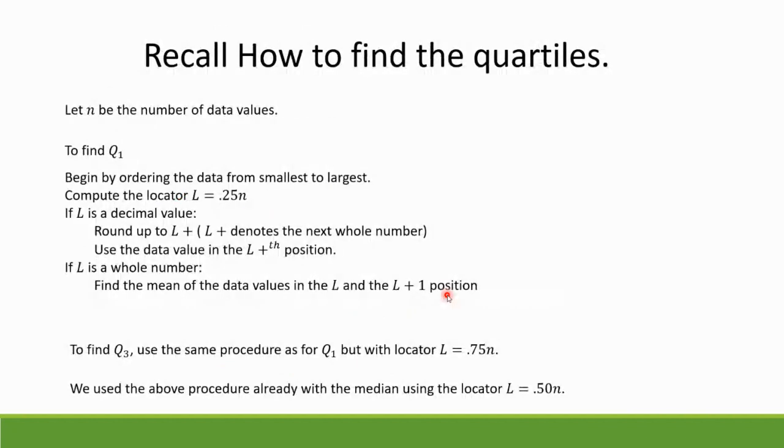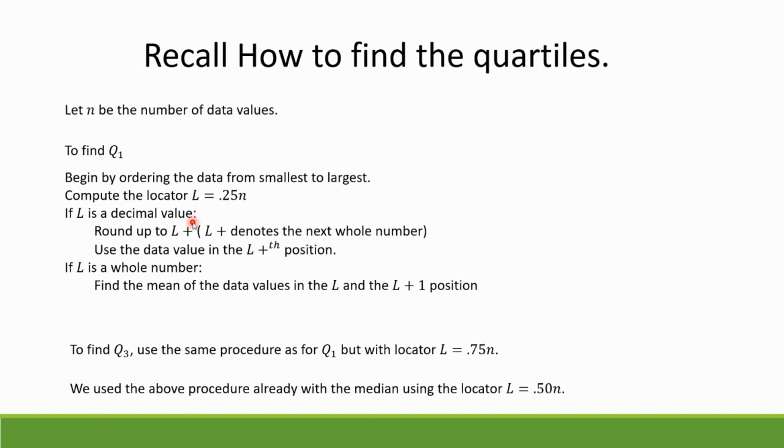Okay. So I just want to go through how to find these quartiles. I figured it'd be good to review that as well. Remember, if you have a collection of data, let's say there are n data values. To get the quartile Q1, what you want to do first is sort the data from smallest to largest. You can use Google Sheets or Microsoft Excel to do that. Then you're going to compute this locator, 0.25 times n.